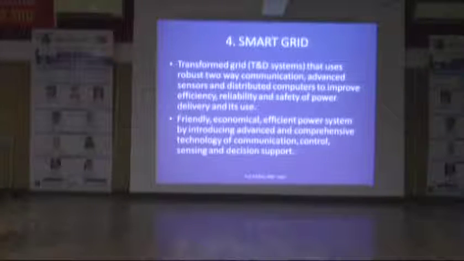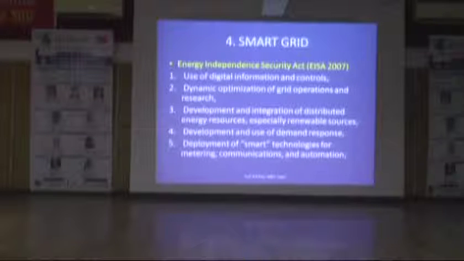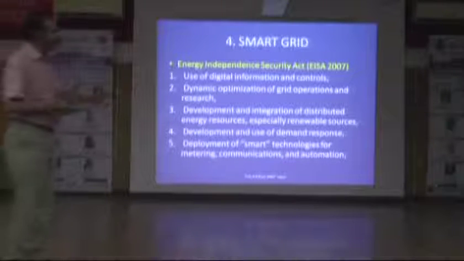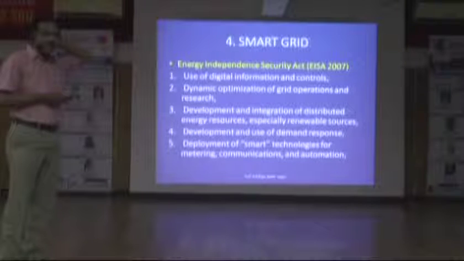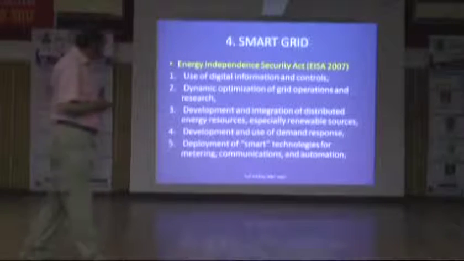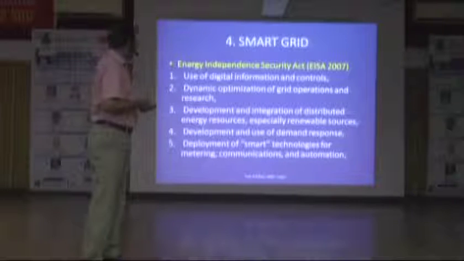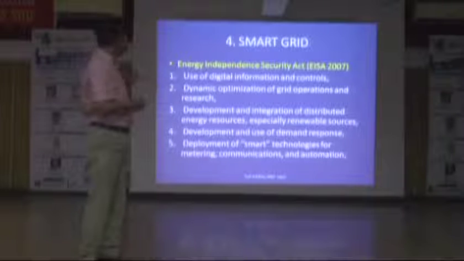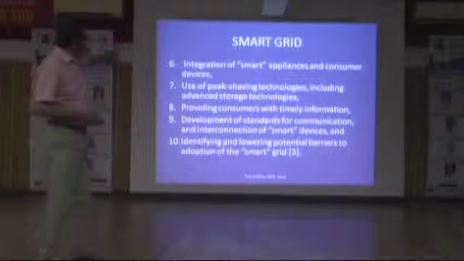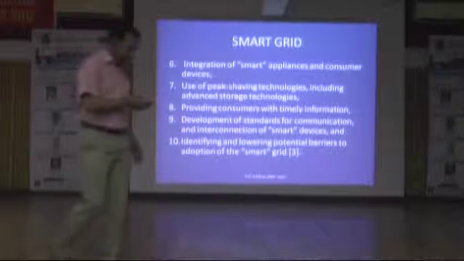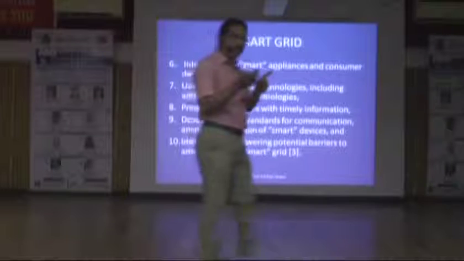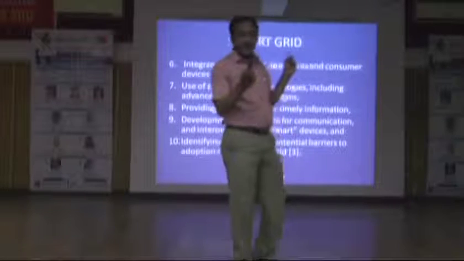This grid should be environmental friendly also because you are putting renewable energy. So this was the Act ESA, we call it ESA 2007 Act. Under this, they defined the philosophy, they visualize what should be in the smart grid. These are the future grid that uses digital information and control dynamic optimization of grid operations and development and integration of distributed resources especially renewable development and use of demand response, development of smart technology for meeting and communication. I'll take few points. Development of smart appliances, use of peak shaving technology, including advanced storage, all these things comes under this visualization. They think that in future power system, we can achieve these goals. It's not present as a situation.